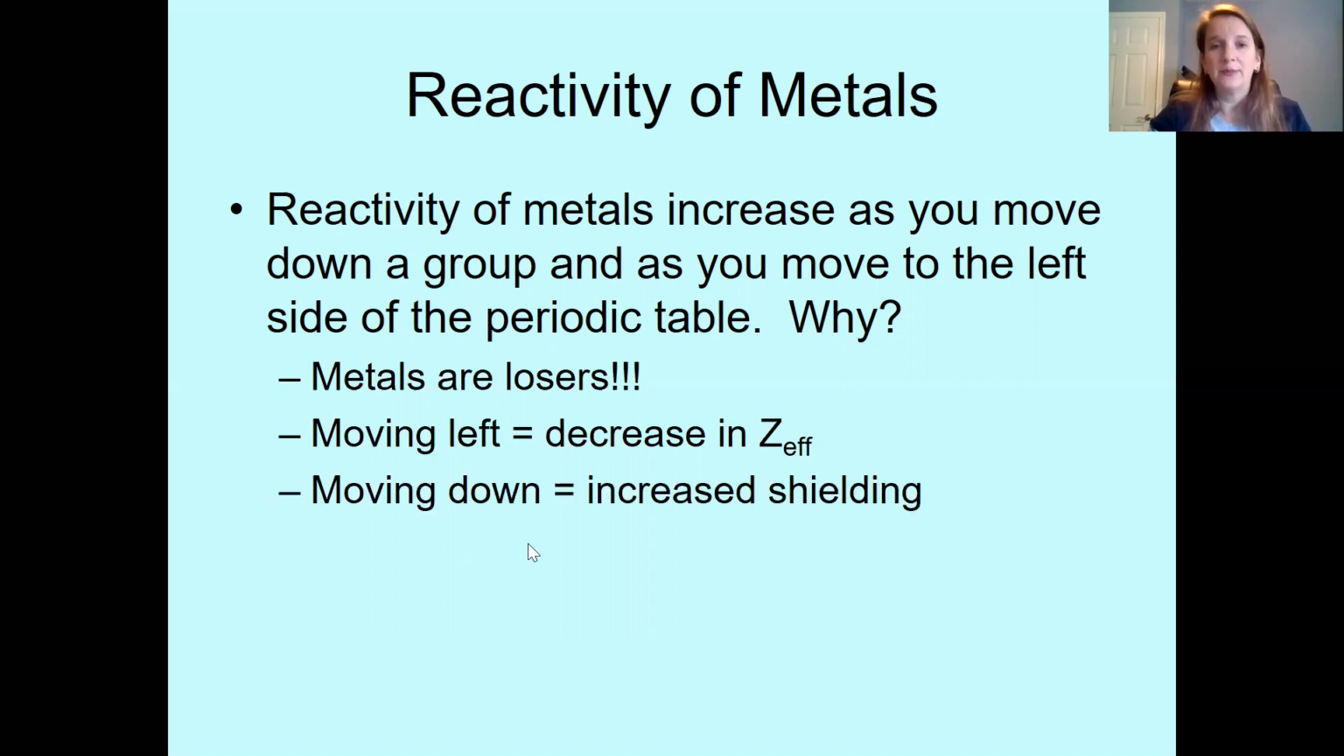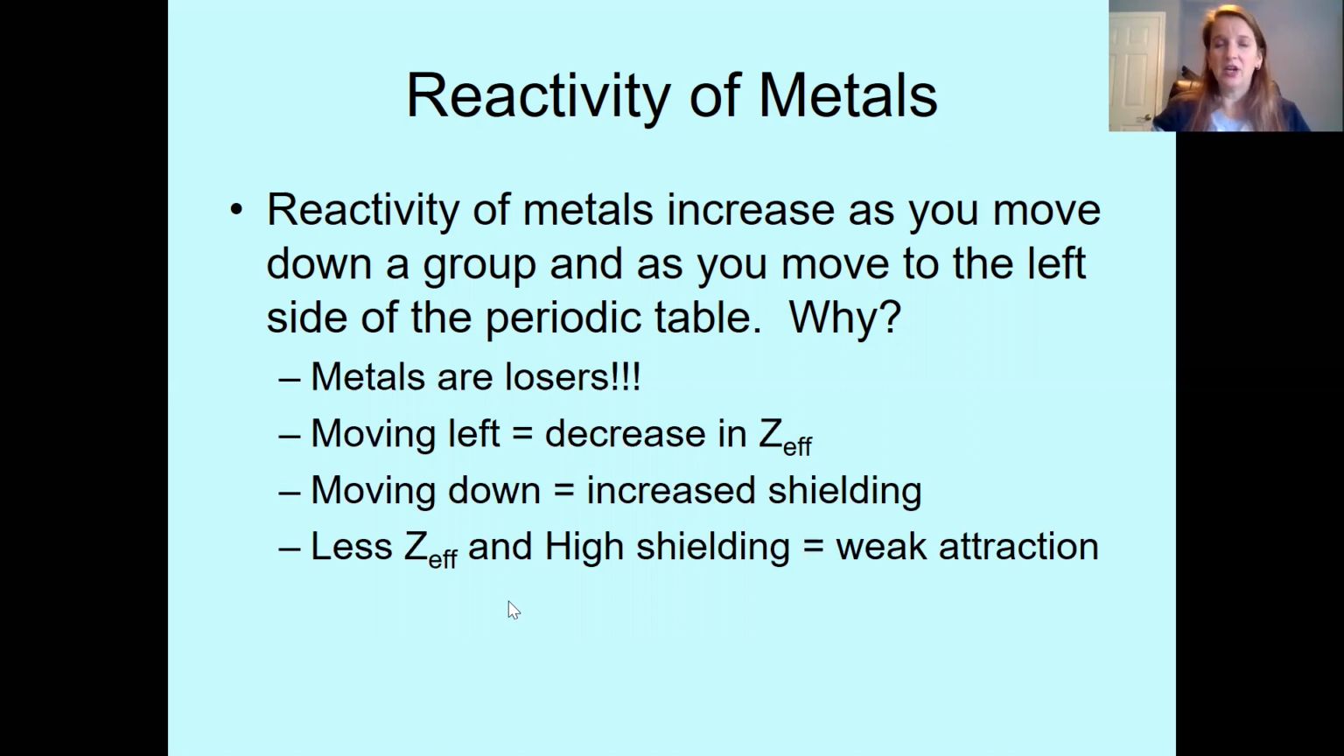It's going to increase as you go down the group because there's increased shielding. We have more energy levels as we move down the group, and those valence electrons are getting further and further apart from the nucleus. So when we have a combination between a low Zeff and a high shielding, we're going to have a weak attraction. So which metal then would be the most reactive metal? It's going to be francium, because francium has the lowest Zeff and it has the highest shielding. It has the most energy levels.